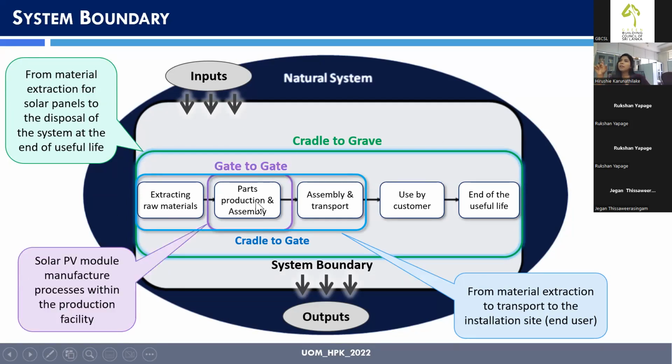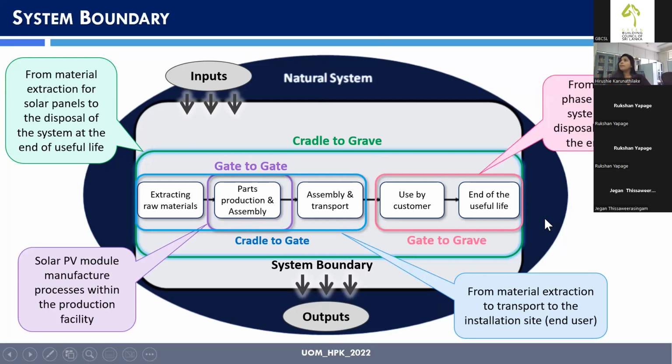Or it can be gate to gate. We are only looking at certain parts of this process. Maybe a solar PV manufacturer wants to reduce their on-site impacts. Because of that, they look at the production and assembly processes within their facility. Or it can be gate to grave, from the use phase to the disposal. It may be that someone wants to assess the impacts of using solar PV energy and then disposing of these panels. Depending on the requirement, the system boundaries can be different.